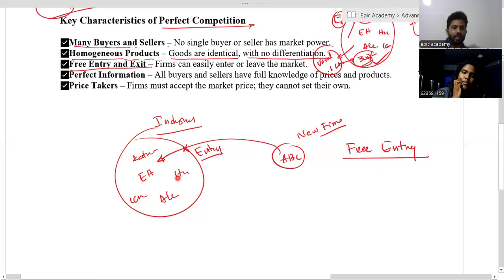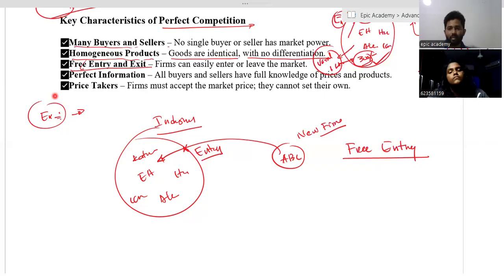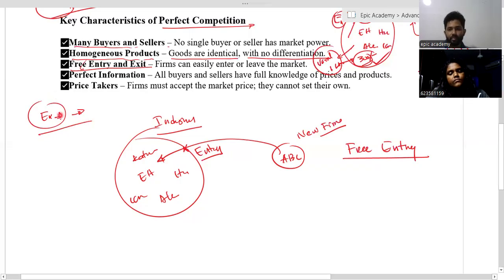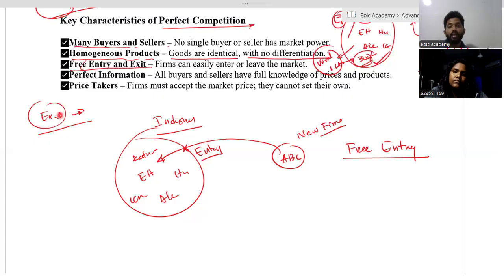Entry barriers. As an example, you've got a lot of money. Just imagine you've got a lot of money. Your mind says that starting a pharmacy can be a good business. Can you start a pharmacy? You can't do it. You must have a license. So we call it artificial entry barriers.